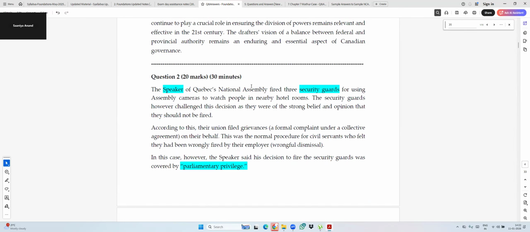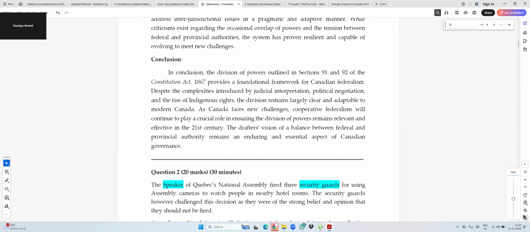Parliamentary privilege is something important. So, would you read the question? You speak second. Sorry.